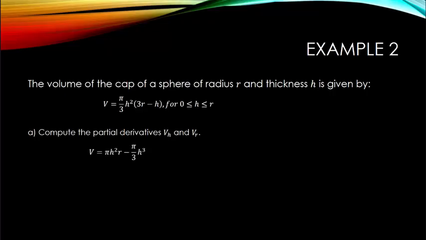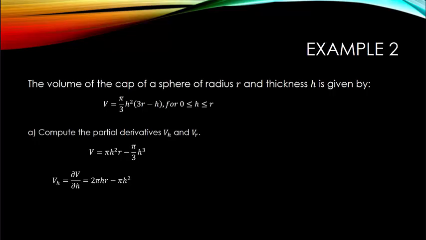In order to make this a little easier, I'm going to distribute the pi thirds h squared into my parentheses so that my volume expression becomes V is equal to pi h squared r minus pi over 3 h cubed. Now my partial of V with respect to h is given by 2 pi hr minus pi h squared.